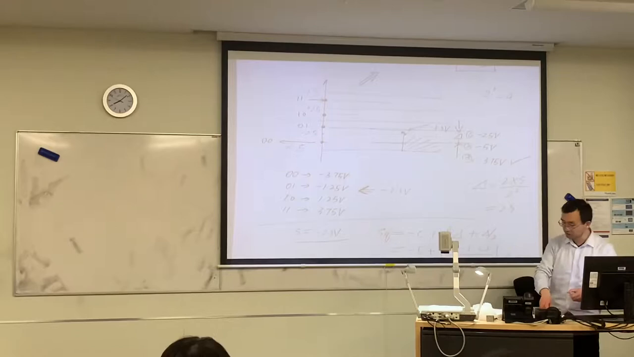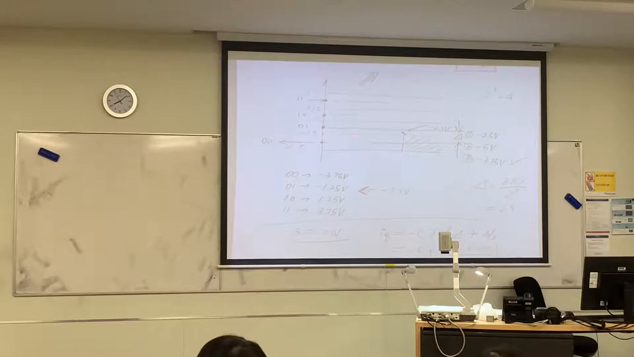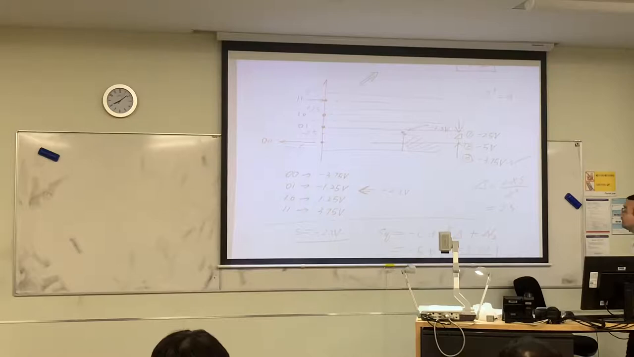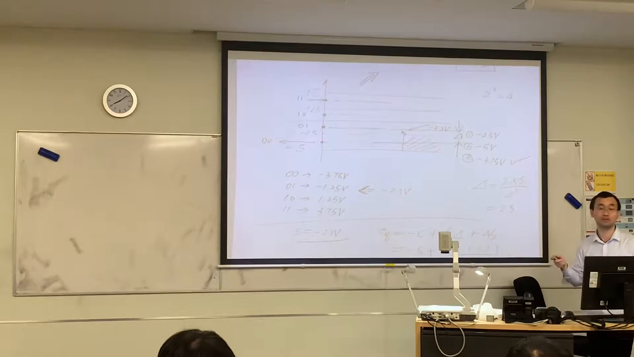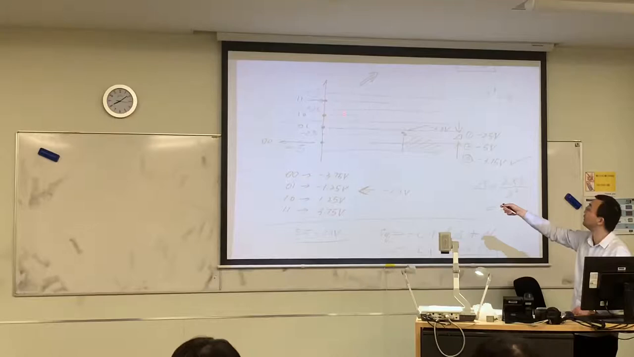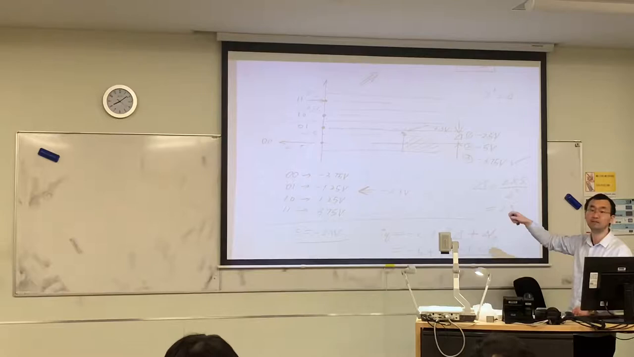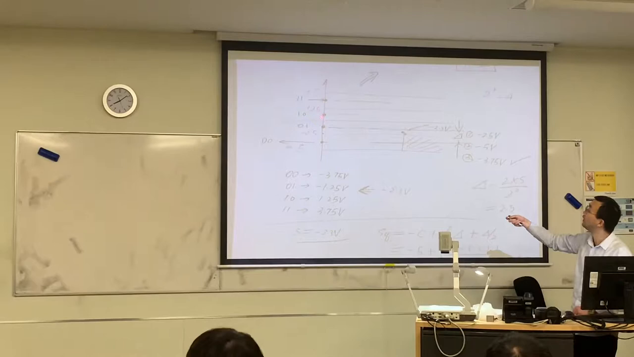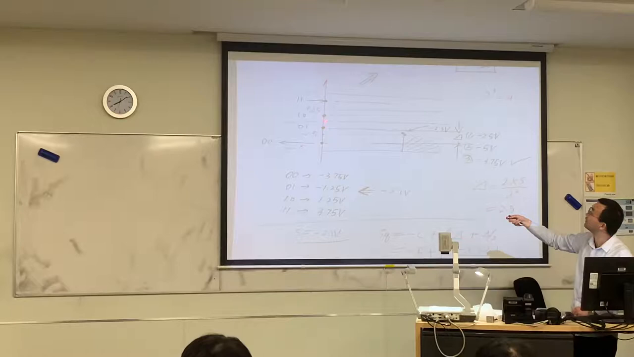For this one, we consider an ADC with 2-bit resolution. The input varies from -5 volts to +5 volts. In order to divide this into 4 intervals, the red line is how we divide the interval. From -5 to -2.5 is 1 interval. From -2.5 to 0 is another interval. From 0 to +2.5 is 1 interval. From 2.5 to +5 is 1 interval.